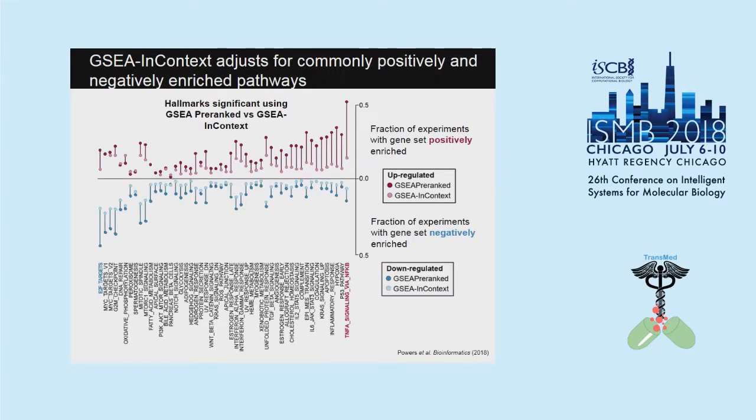So here in the dark blue, these were the original proportions of the experiments that had each of these gene sets negatively enriched, and that number has come straight down to 0. So the experiments that still have these different gene sets positively or negatively enriched, it's more unique in that experiment than it would have been in the entire background.